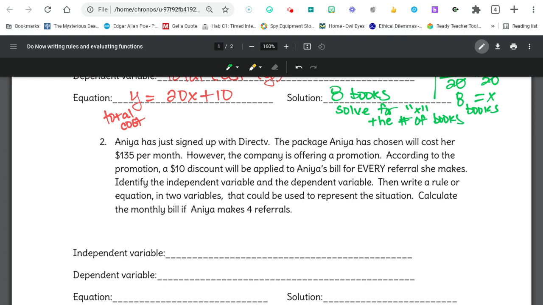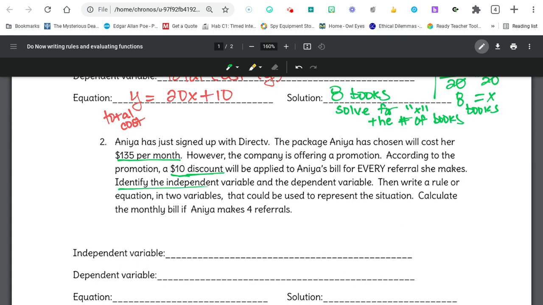2 says Anaya has just signed up with DirecTV. The package Anaya has chosen will cost her $135 per month. However, the company is offering a promotion. According to the promotion, a $10 discount will be applied to Anaya's bill for every referral she makes. So keep in mind it's a $10 discount. So they're going to take $10 off of that $135 every time she refers somebody.